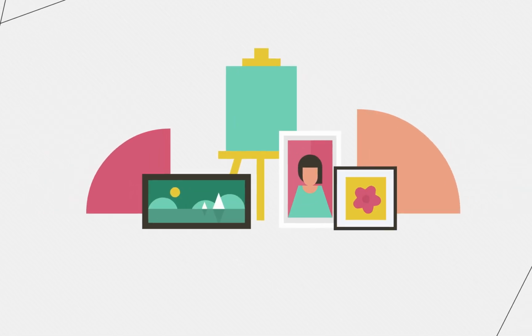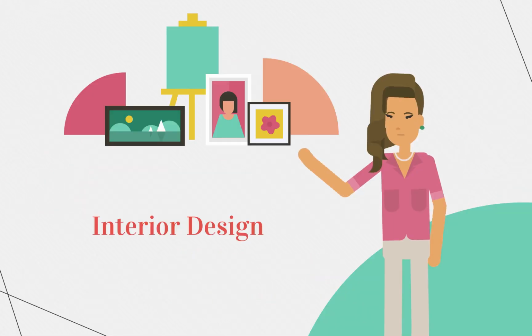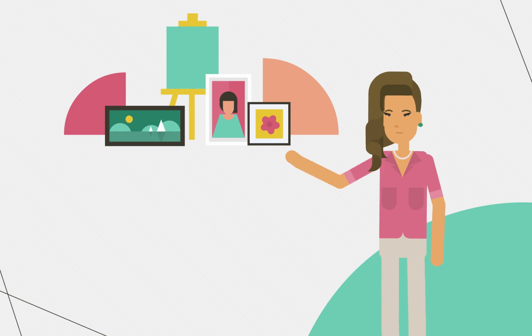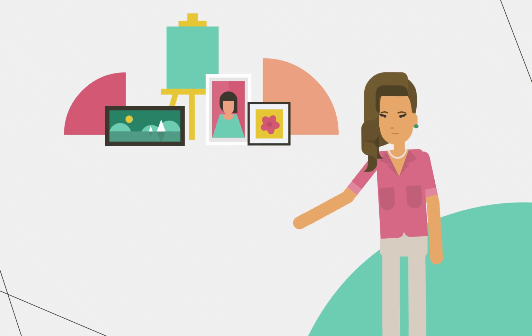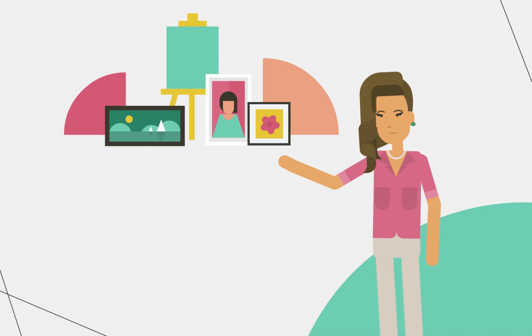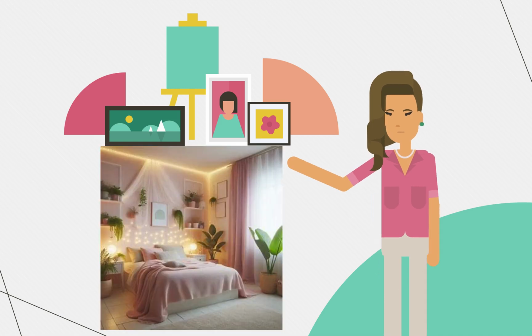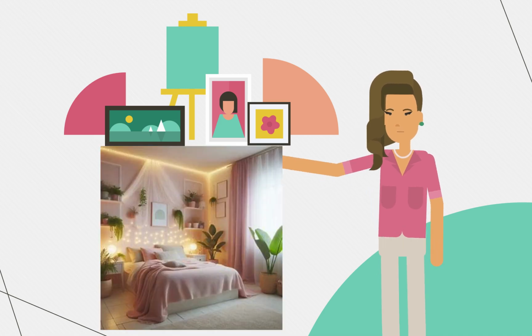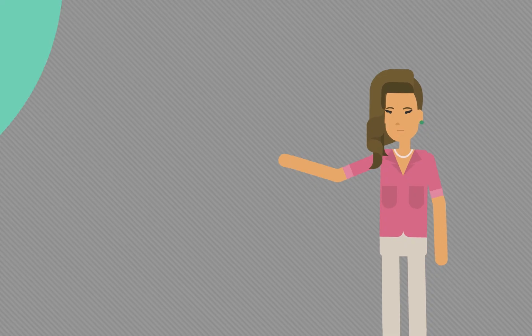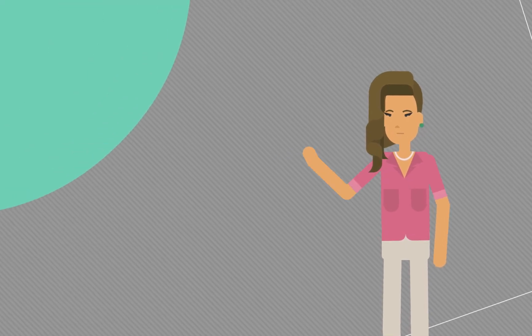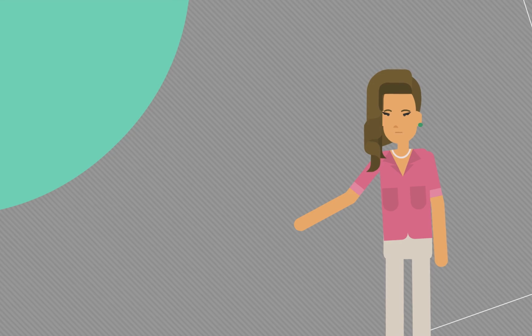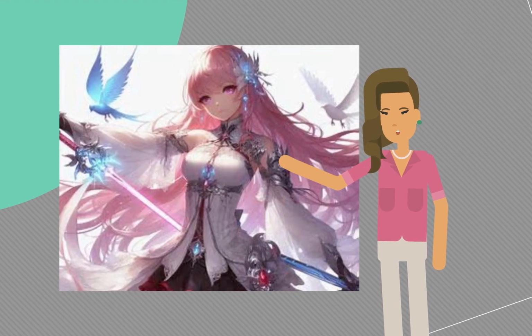What Image Creator can do. Interior design. Design your dream room. Try prompts like a cozy pastel bedroom with LED lights and plants. Character and outfit ideas. Make original characters or fashion looks, like a fantasy girl with pink hair and a glowing sword.